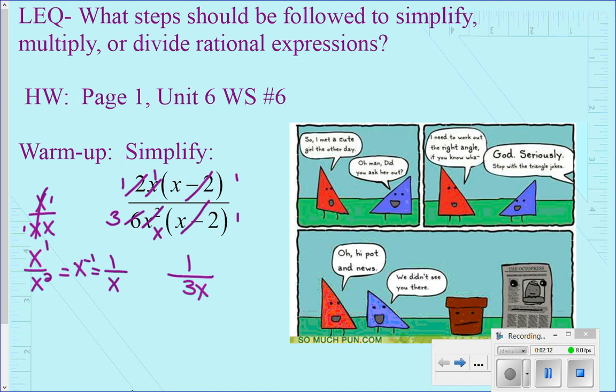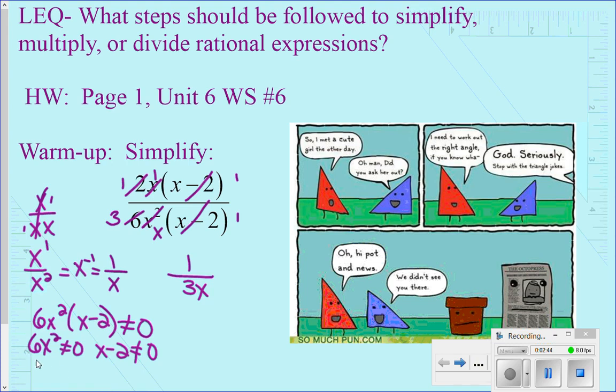So what you have to do to get the domain restrictions is go back to the original expression and take the denominator, which is 6x squared times x minus 2, and set that not equal to 0, and then solve. Well, that works just like the zero product property works, even though it's a not equal rather than an equal. We still set both factors not equal to 0 and solve, just like the zero product property does.